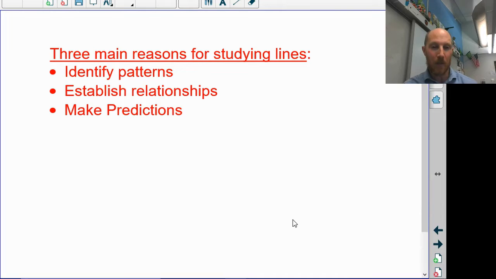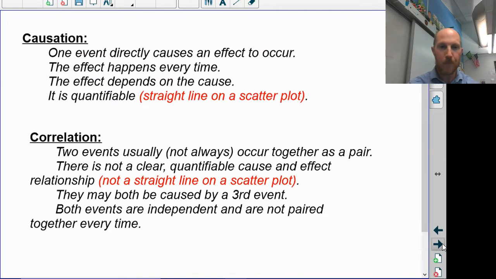Well, the reason why many people use math in their careers and in their jobs is for this last reason, so that we can, once we've established the pattern in the relationship, now we can use it to make a prediction about what's going to happen in this situation or that situation. So that's where we're heading.